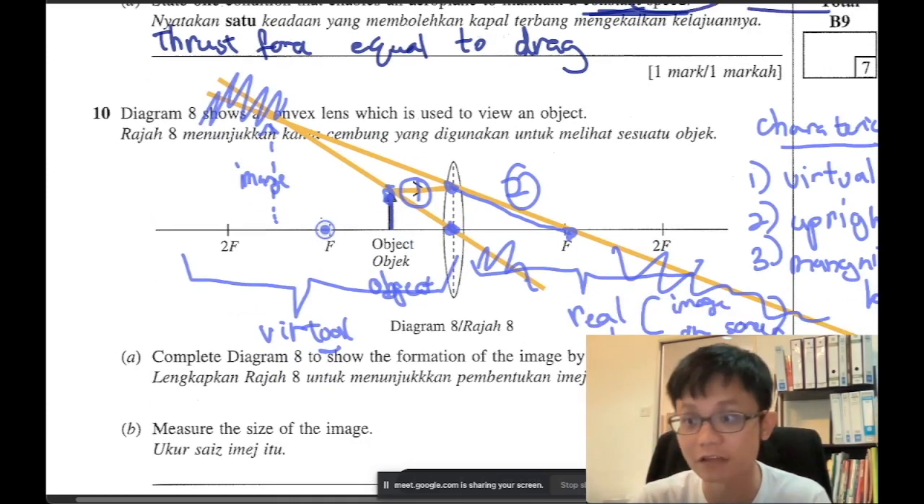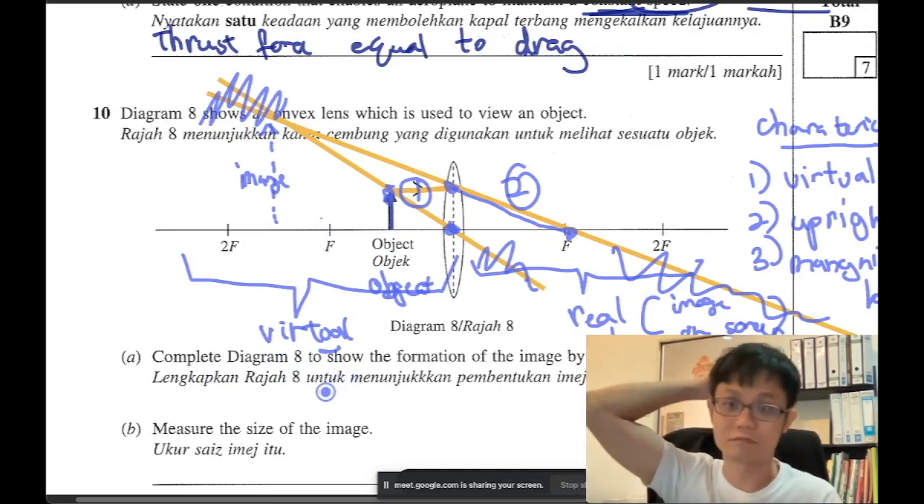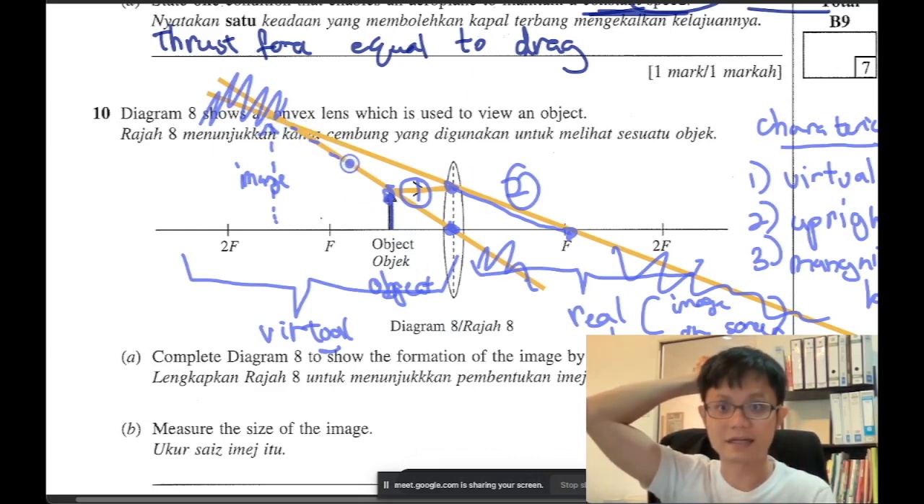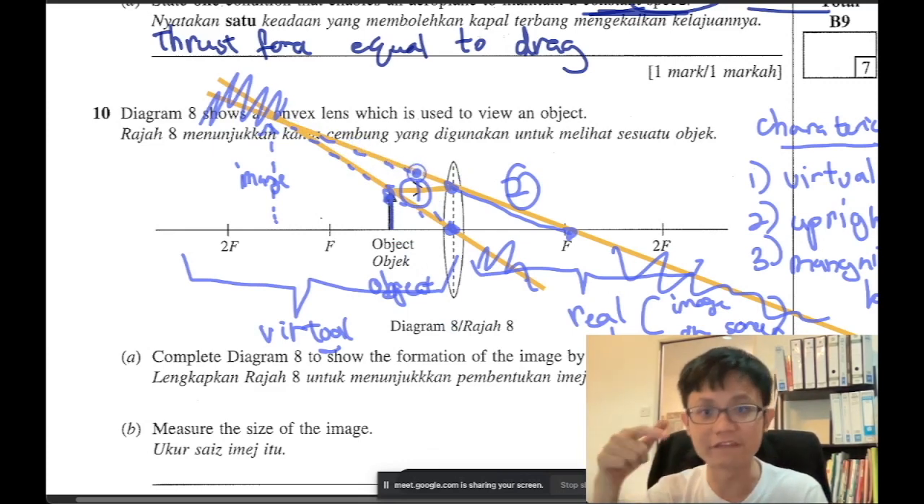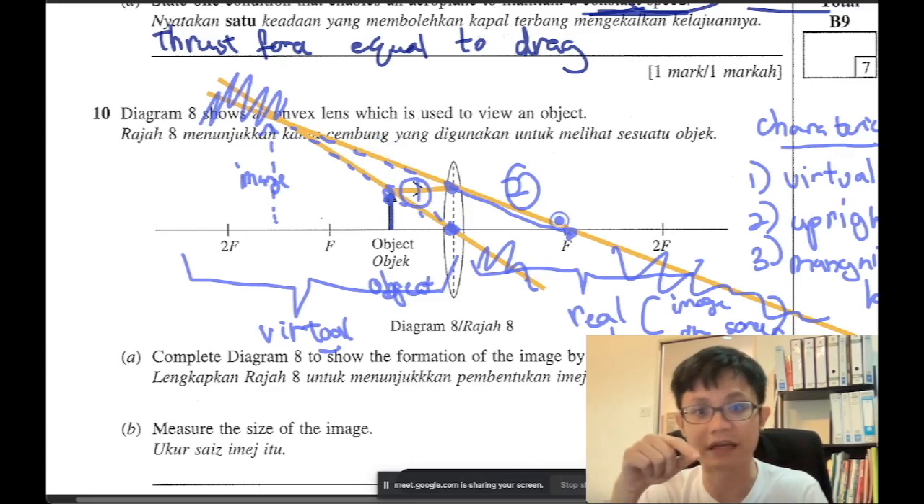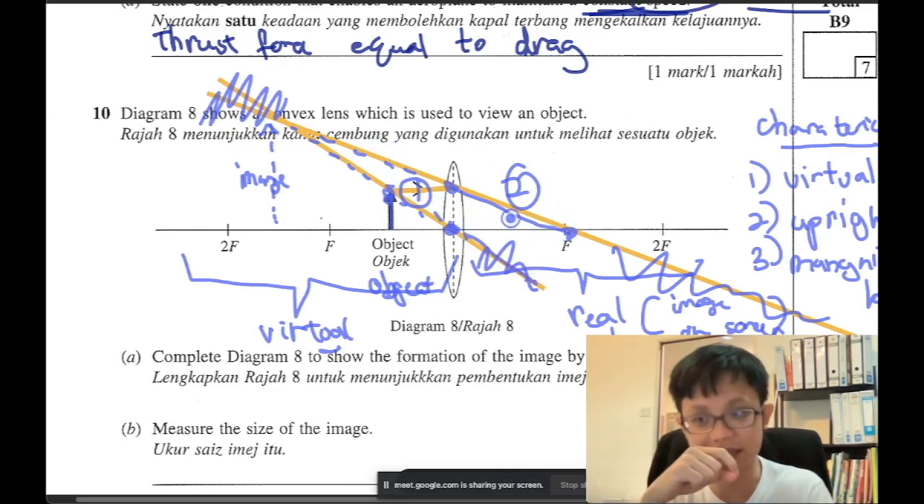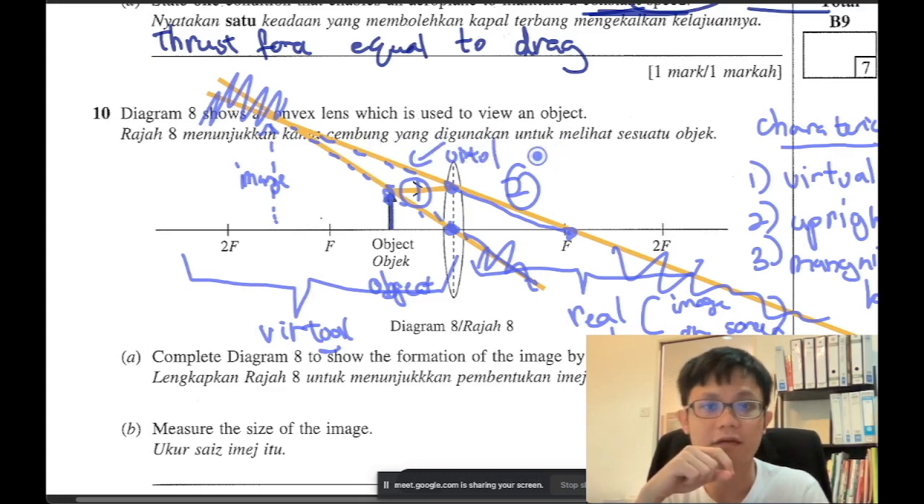Okay, now we understand the question. Let's look at the question. Complete diagram A to show the image. So I already complete the diagram. Here should put a dotted line. Another way that you can determine it is virtual is if the image is a dotted line. So because it's on here, it will be a dotted line. Here you want to draw a full line. If dotted line means the image is virtual. Virtual means it's dotted line.